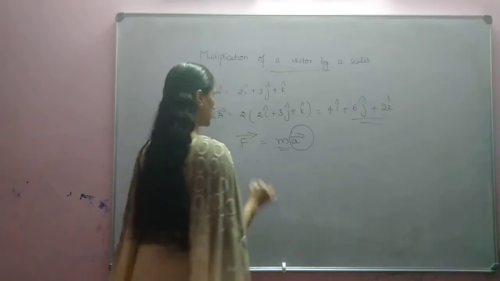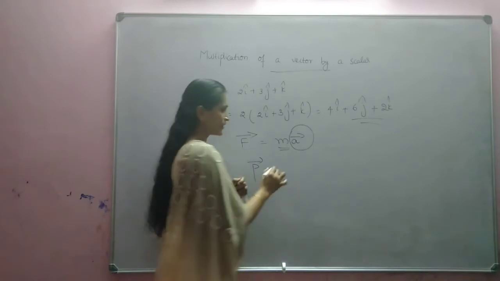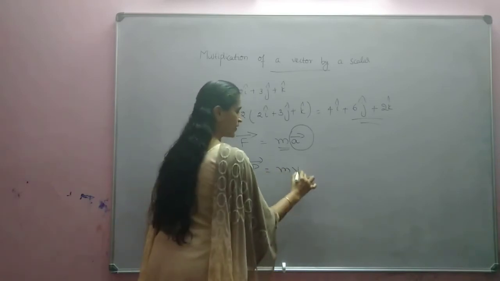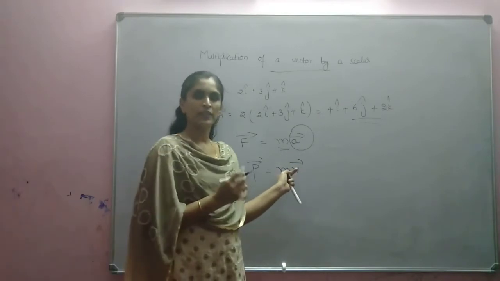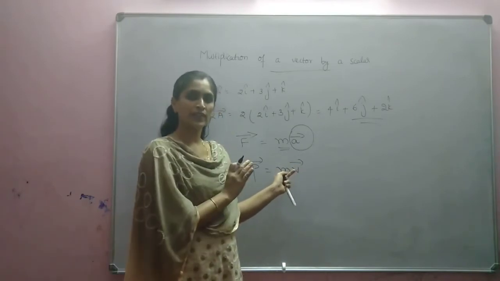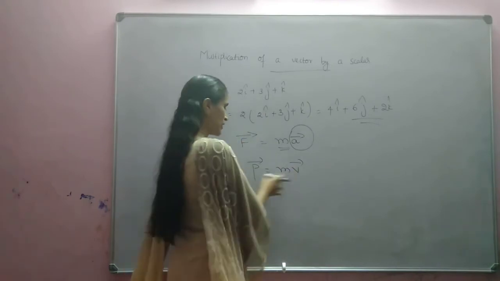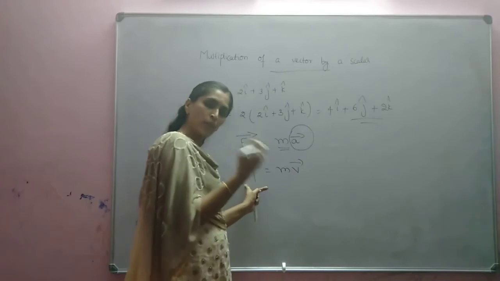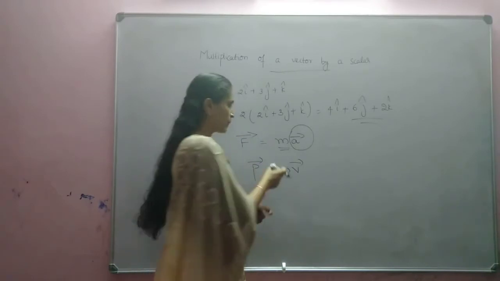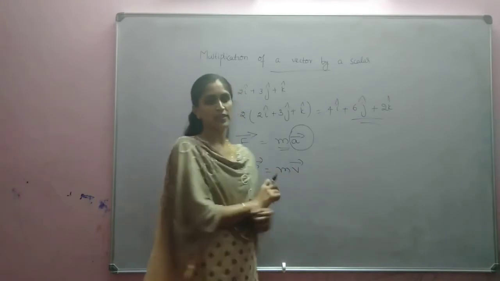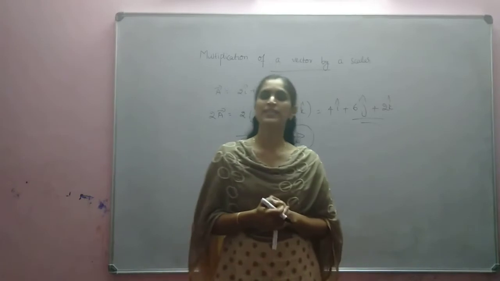Similarly, another example is momentum. Momentum is the product of mass and velocity. Here we multiply the velocity vector by the mass to get the momentum vector. So the magnitude will change. The velocity vector and momentum vector both have the same direction, but the magnitude is different: m times the velocity vector. Is it clear? So this is the case of multiplication of a vector by a scalar.